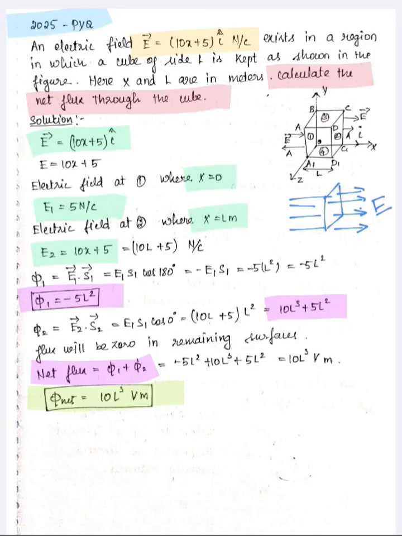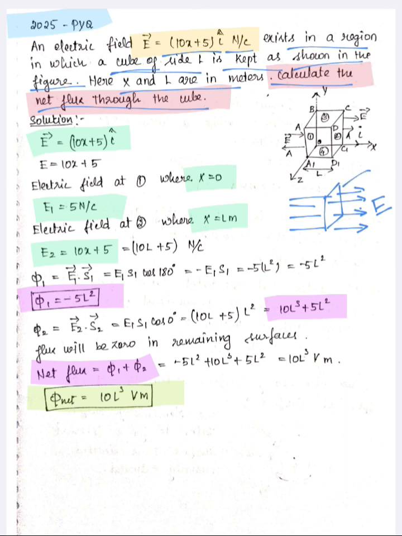The question is: an electric field E vector equal to (10x + 5) i cap Newton per coulomb exists in a region in which a cube of side L is kept as shown in figure. That is, there is an electric field in a region and we placed a cube, that is a closed surface, which is having side L in that region. Here x and L are in meters. Calculate the net flux through the cube.